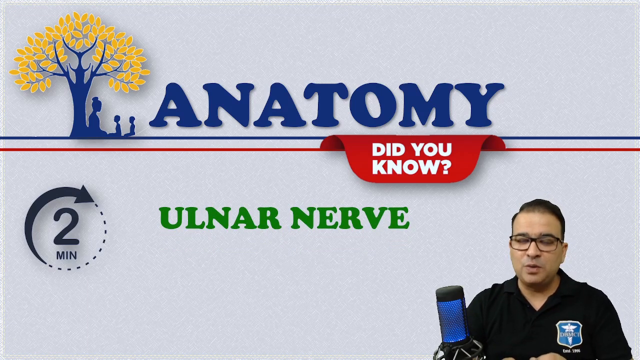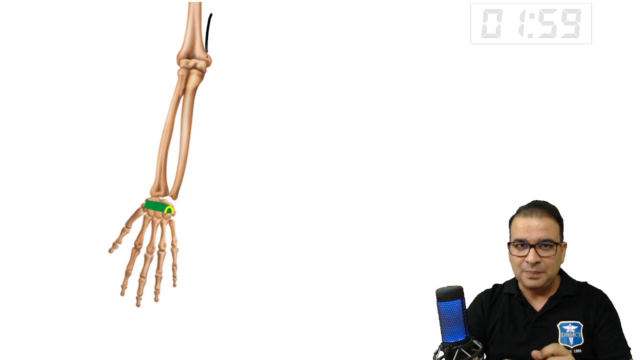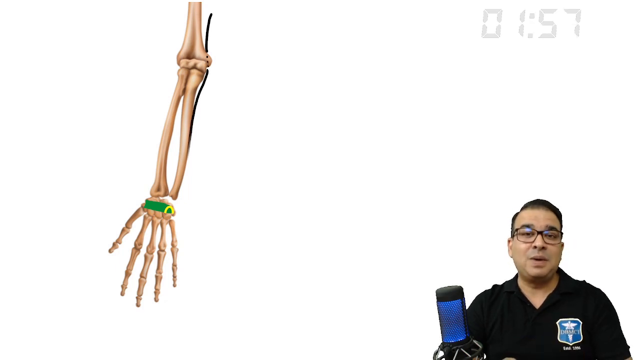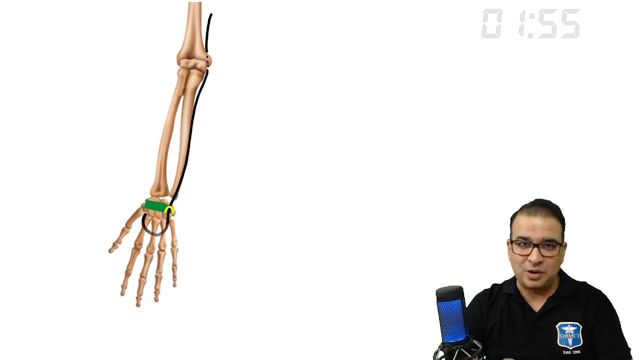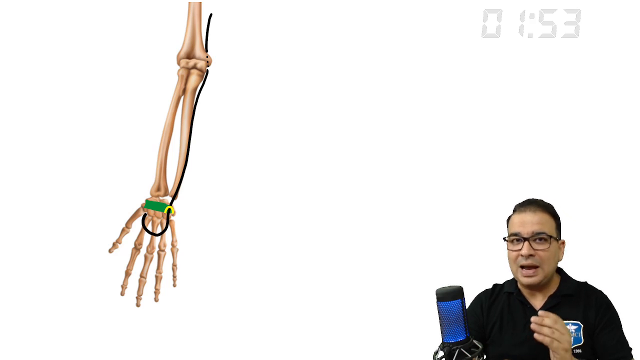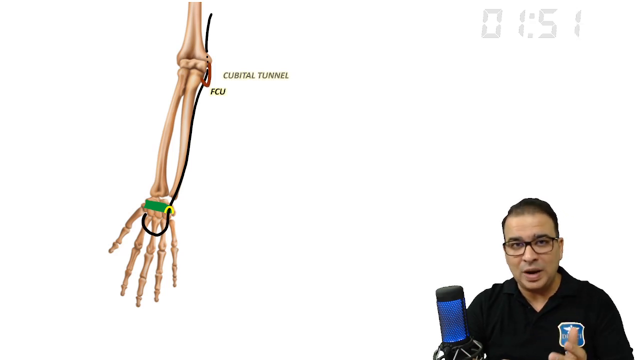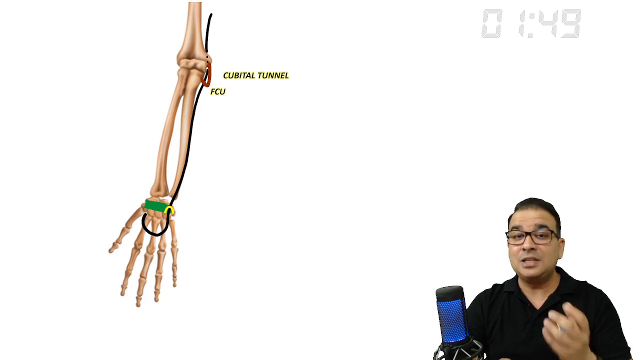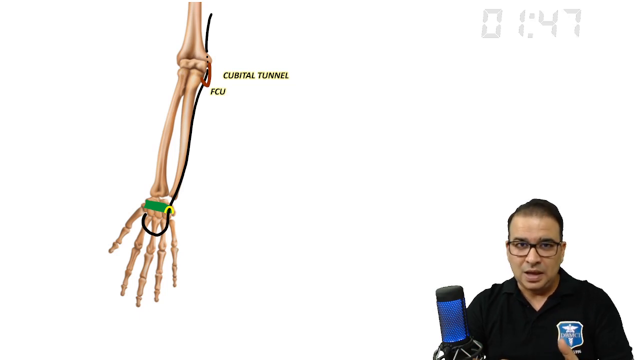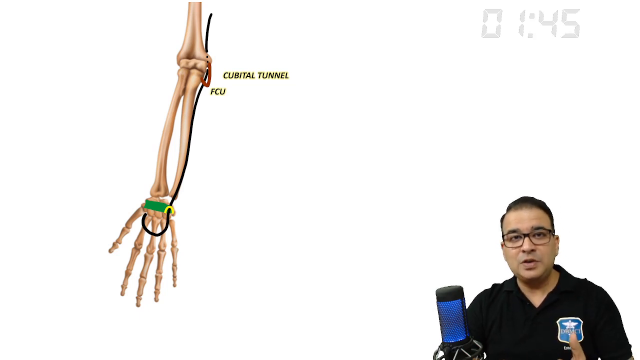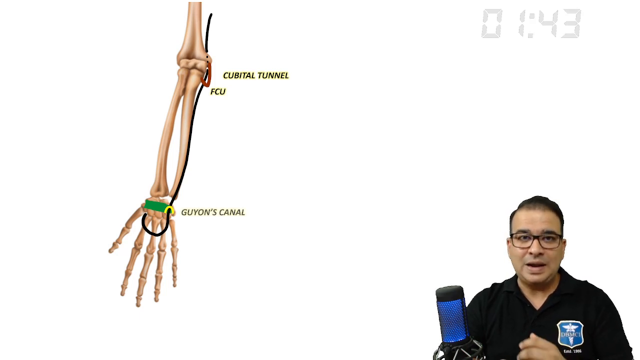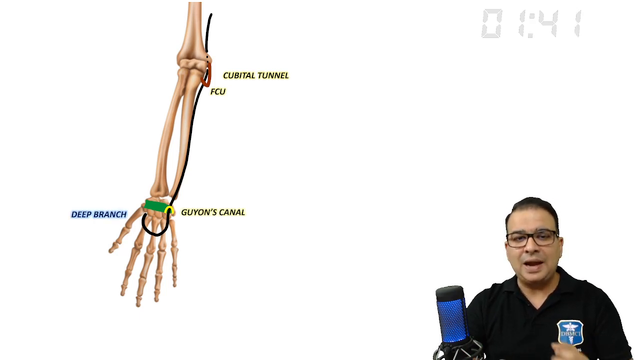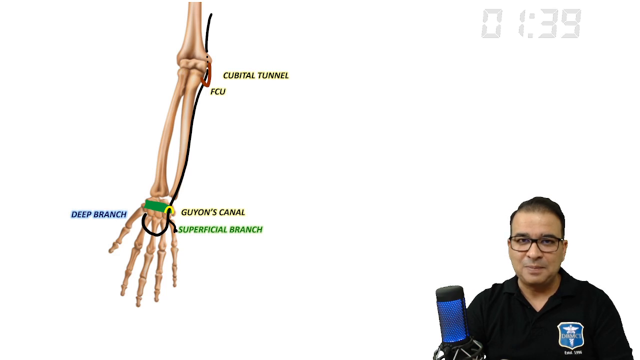Ulnar nerve originates from the medial cord of the brachial plexus, and then the ulnar nerve is seen passing behind the medial epicondyle, and in the distal part it is seen passing superficial to the flexor retinaculum. After the medial epicondyle, the ulnar nerve passes between the two heads of flexor carpi ulnaris, and that space is called the cubital tunnel. In the distal part, the ulnar nerve passes through Guyon's canal, where it divides into a deep branch and a small superficial branch in the hand.